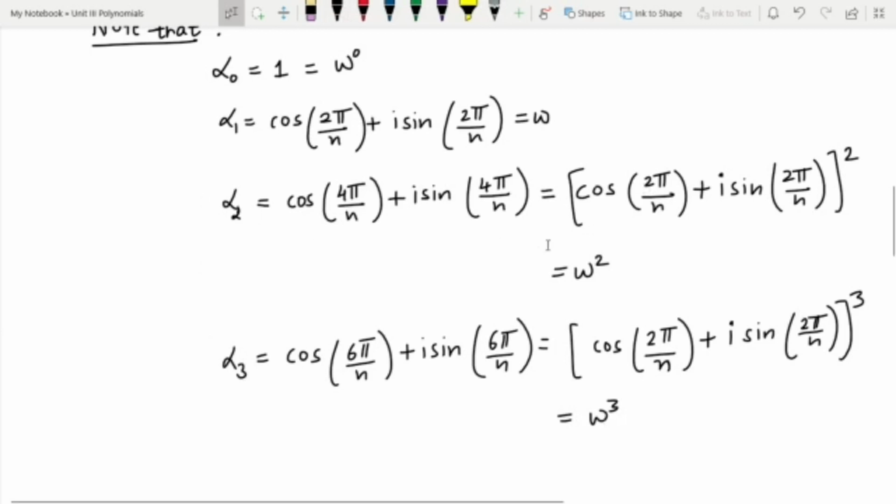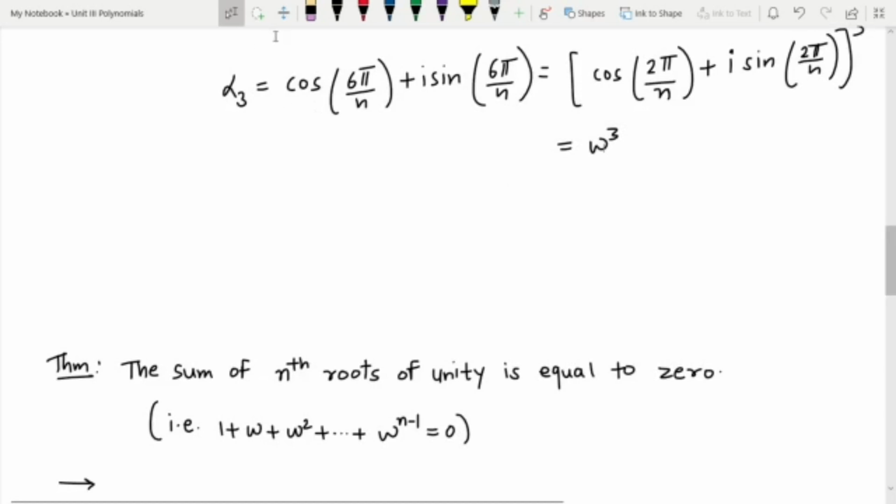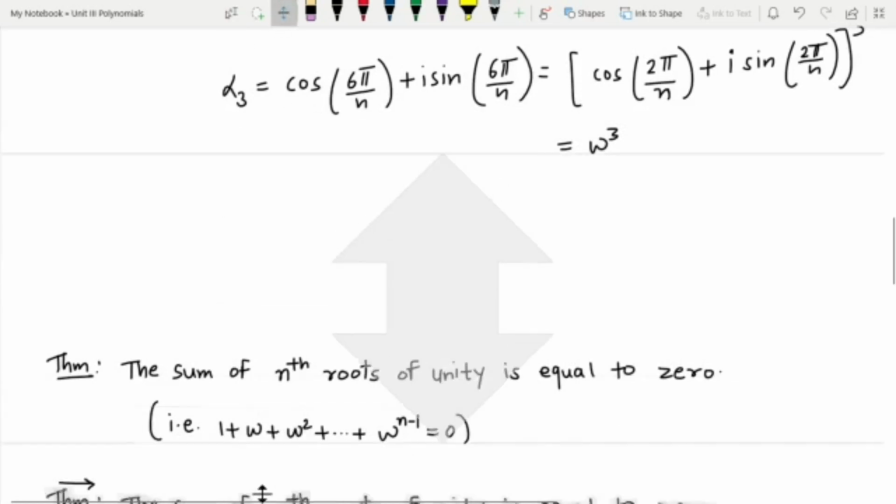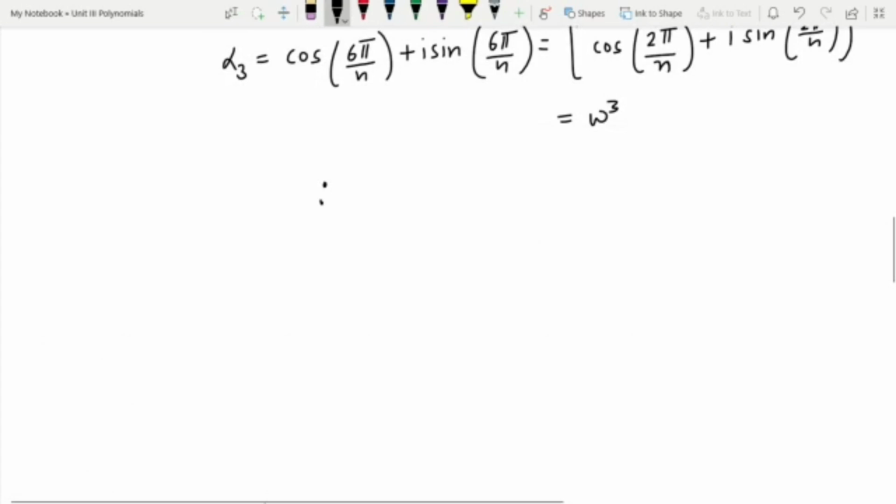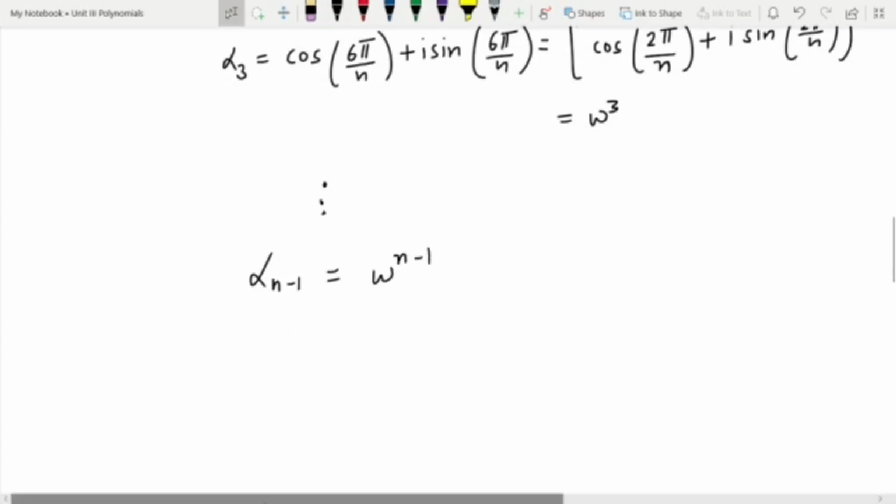So I got alpha 2 to be omega square, alpha 3 to be omega cube, and if I continue in this way, what will my alpha n minus 1 be? By continuing in this way, my alpha n minus 1 will be omega raised to n minus 1.